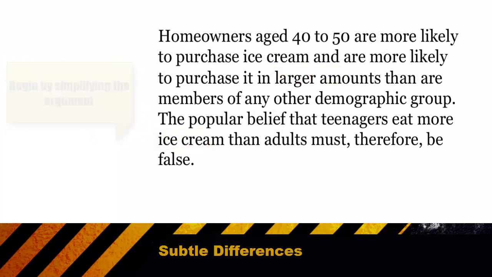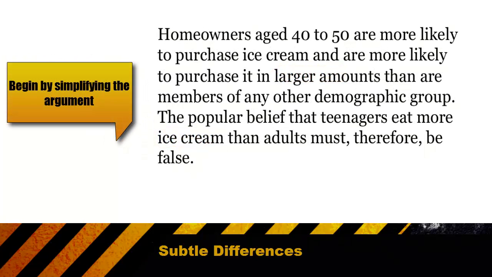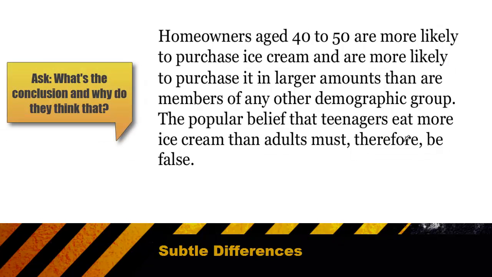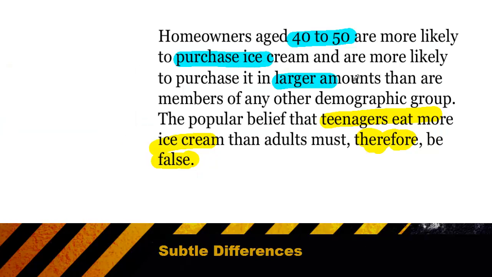Here's a question taken from an old exam. And to see the word shift, we're going to first simplify the argument. And we do that by asking, what's the conclusion and why do they think that? We have this great word therefore that lets us know the last sentence is the conclusion. So our conclusion is that the idea that teenagers eat more ice cream, well, that idea is false. And the reason they give is that when they track people 40 to 50 years old, those people are more likely to purchase ice cream. And they purchase it in larger amounts.